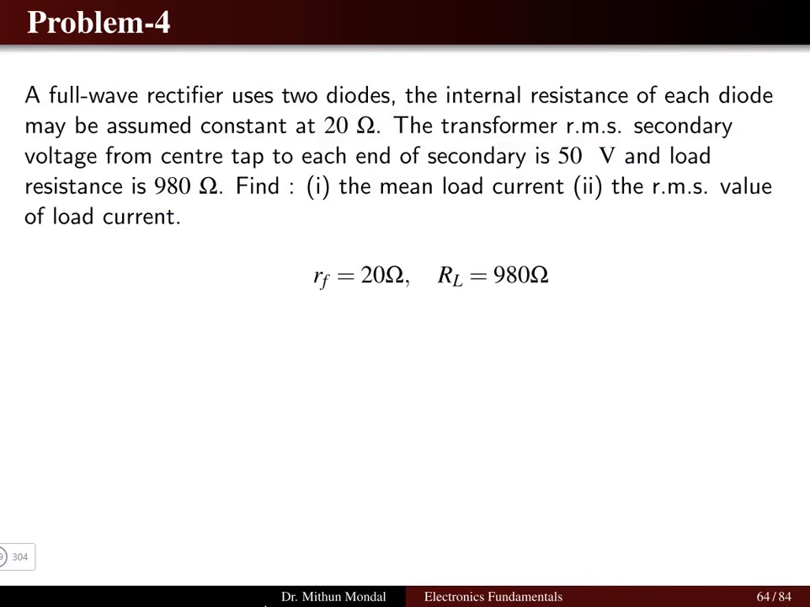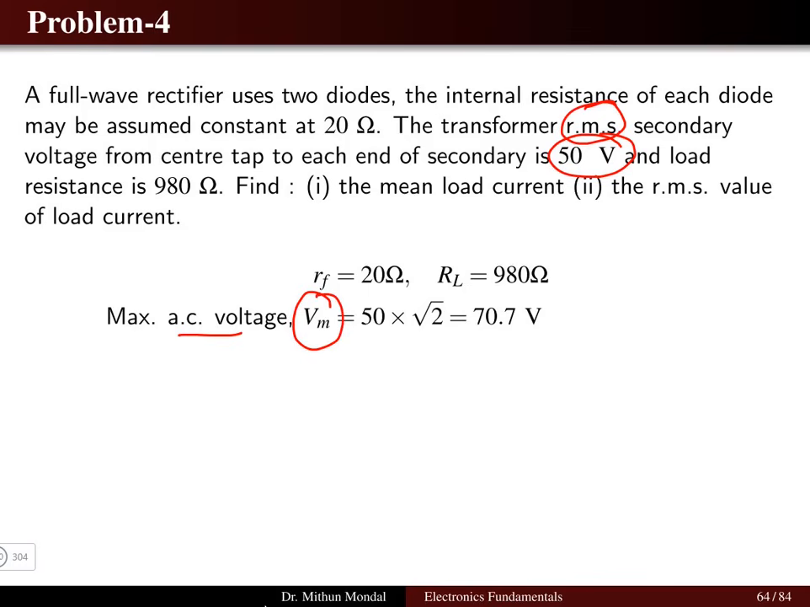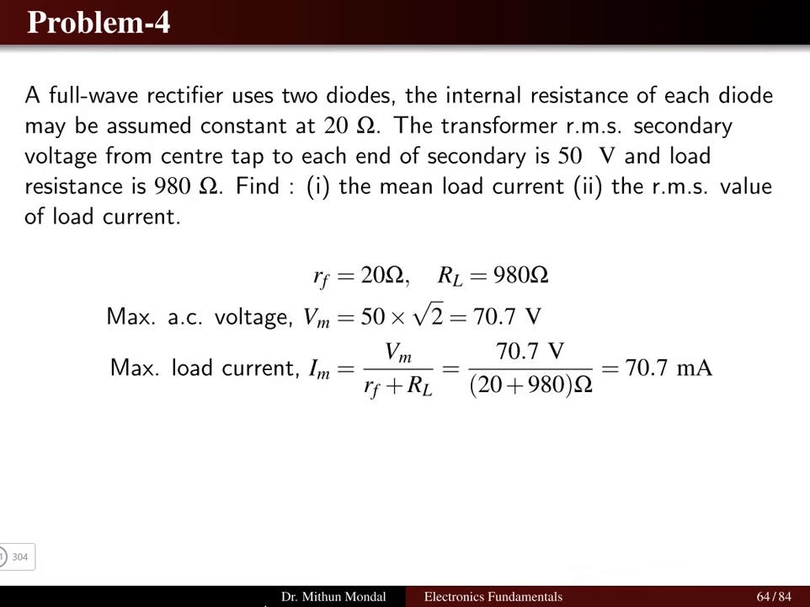So the given data is the internal resistance and the load resistance, maximum AC voltage. So this 50 volt is the RMS voltage. We have to compute everything in terms of the maximum. So we are converting that to maximum voltage 50 root 2, and the current is basically Vm by Rf plus RL. So that is equal to 70.7 milliampere.